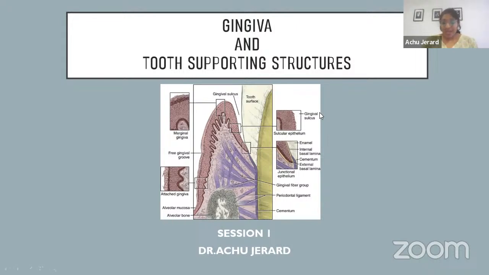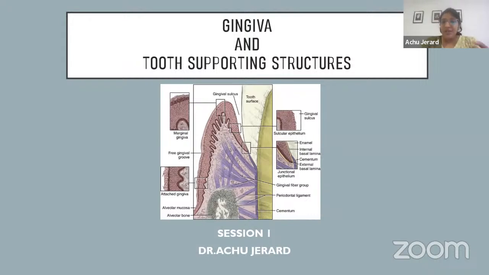Okay, so let's start with today's topic. So Farhana, Gavri, Nia, I'm happy that you are here for the live session. Yeah, so let's not waste any more time. Today's topic of discussion is gingiva and tooth supporting structures. This forms a basis of perio, as you all know.